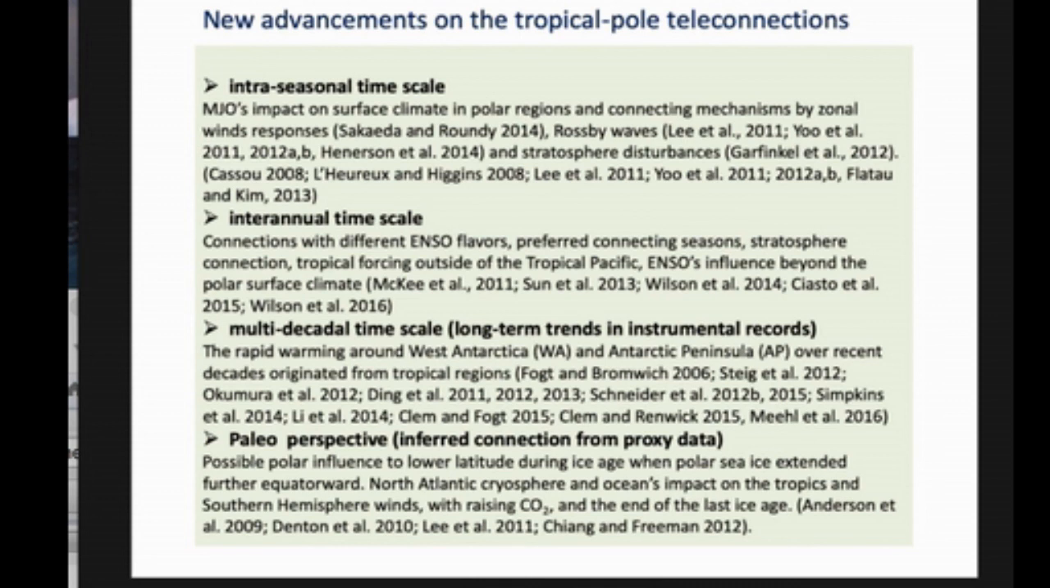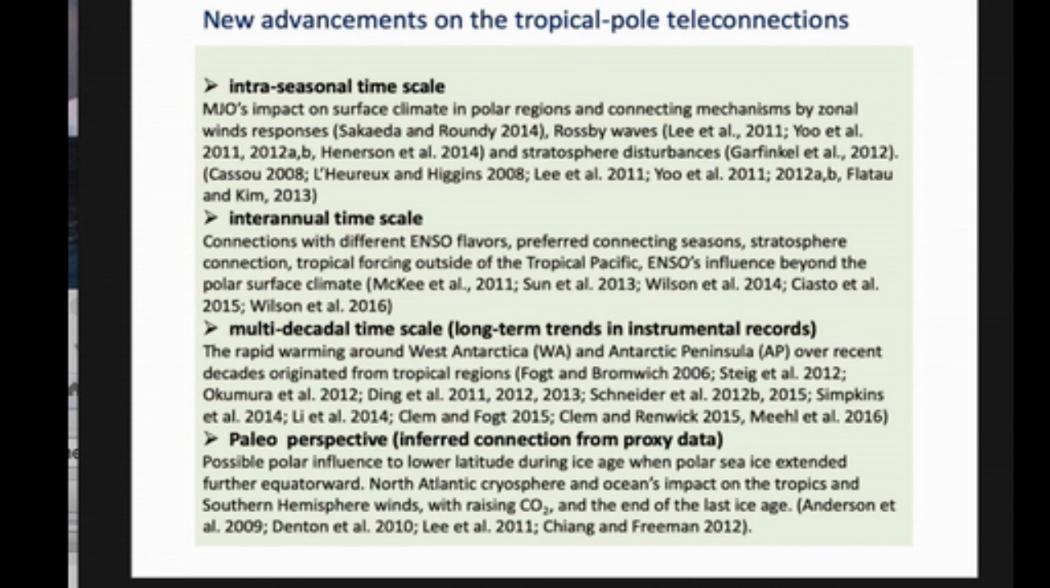And with the MJO's strong convection, the signal can generate Rossby waves that go into the high-latitude Arctic and Antarctic within a few days to a week. Within a few days they can disturb the atmospheric circulation. In a week, you can see surface temperature change and sea ice change. In addition to the Rossby wave, they can also change the zonal wind response, and they can also disturb the stratosphere.